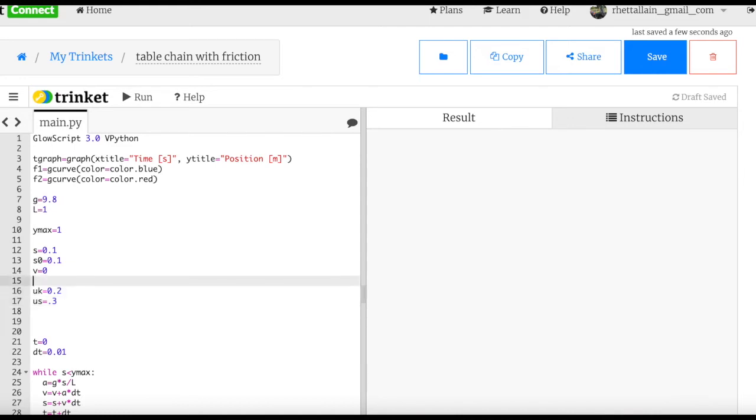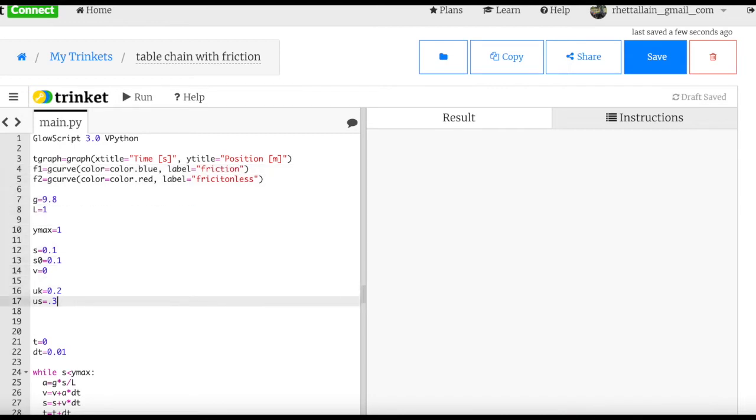Okay, now let's go up here and put some labels. Let's leave F1. Let's use F2. F2 is label frictionless, and this other one label friction, just so we can tell them apart. So blue is friction, red is frictionless.